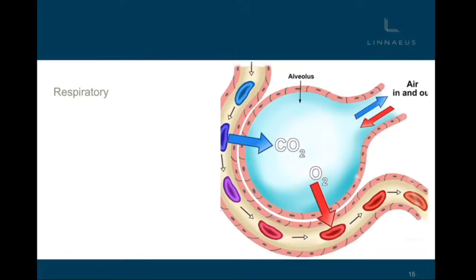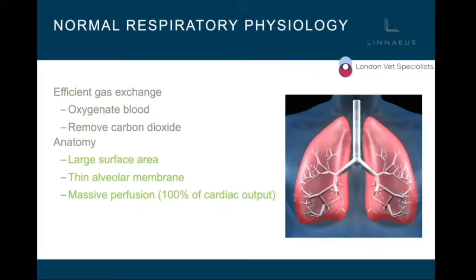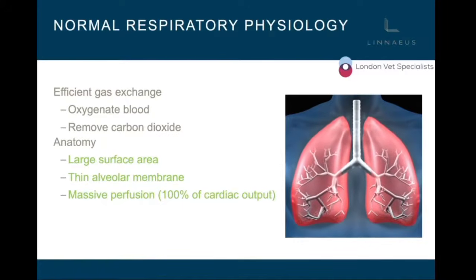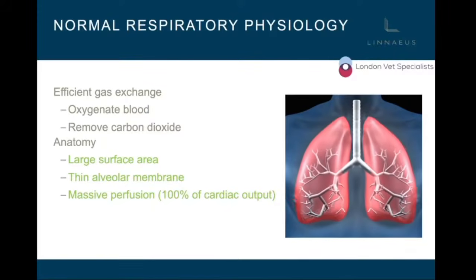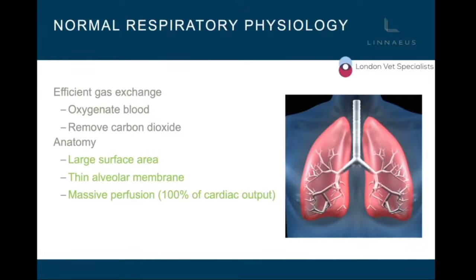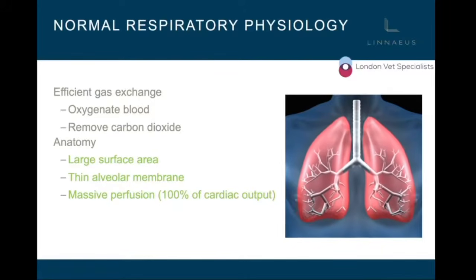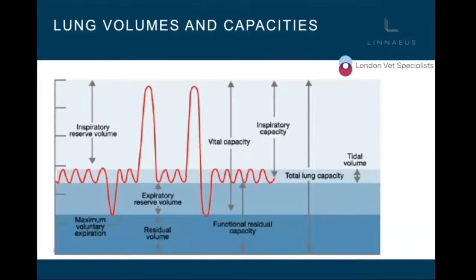Moving on to the respiratory system. Again, we'll look at the normal function, which is to oxygenate the blood and to remove carbon dioxide, amongst other features, but these are the main ones that we're concerned about in the anaesthetic period. And in order to perform this function, they rely on an anatomy which includes an extremely large surface area and a very thin alveolar membrane which allows efficient gas exchange. The lung also relies on its massive perfusion in order to perform these tasks. It's the only organ to receive 100% of cardiac output.